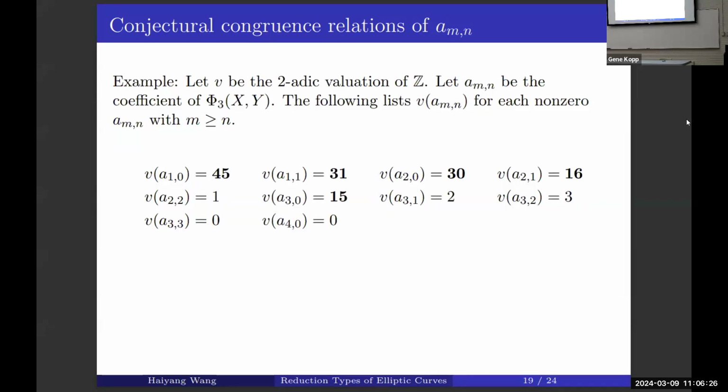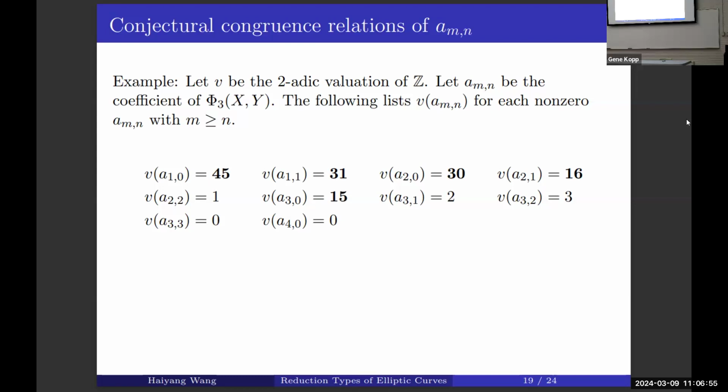I will illustrate part A of conjecture B through the example of phi 3. Let v be the two-adic valuation. Let a_mn be the coefficient of phi 3. Here I listed the valuation of a_mn. Conjecture B predicts that the valuation of a_10 should be greater than or equal to 45. And here we get exactly 45.